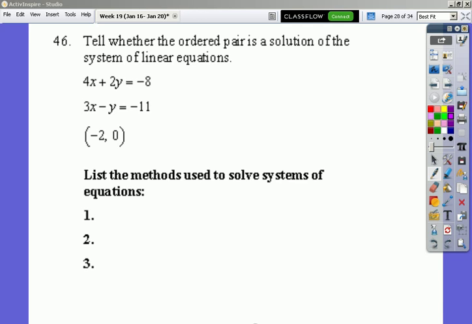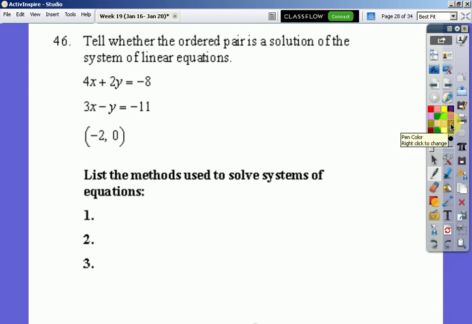So all you're doing is plugging the point into both of those equations and seeing if it's true or not. If it's true, you say yes. If it's not, you say no. I think maybe some of you got confused between yes or no. I don't know what it was, but on this one here, please don't overcomplicate it.